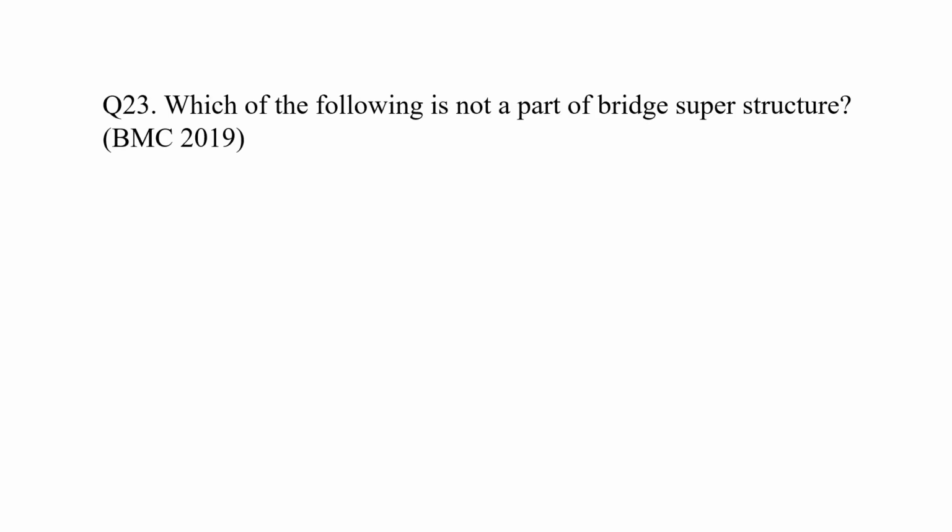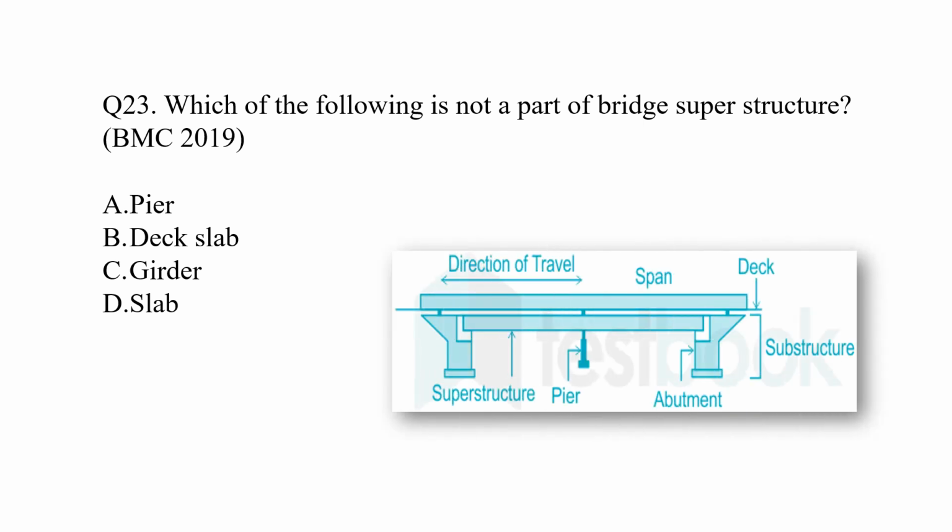Then the last question is, which of the following is not a part of bridge superstructure? These are the options. Superstructure means the part which is above the ground, and pier is the part which is below the ground. So option A is correct here. This is the substructure part. So option A is correct.